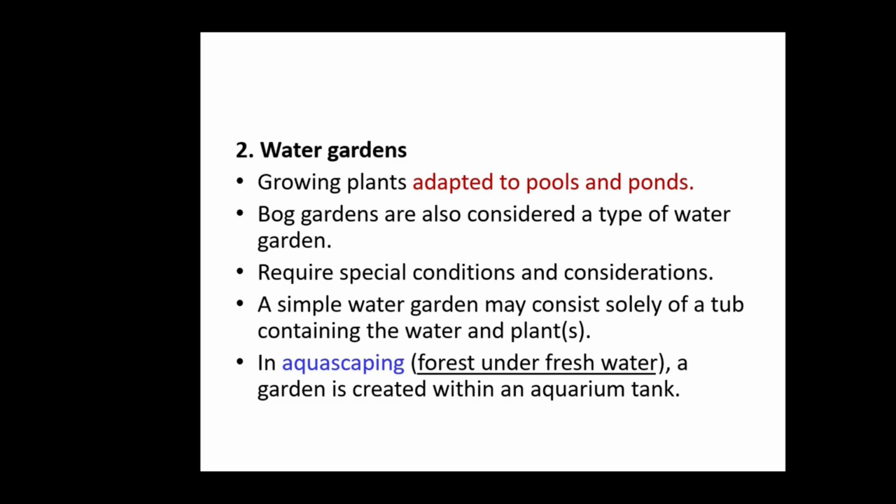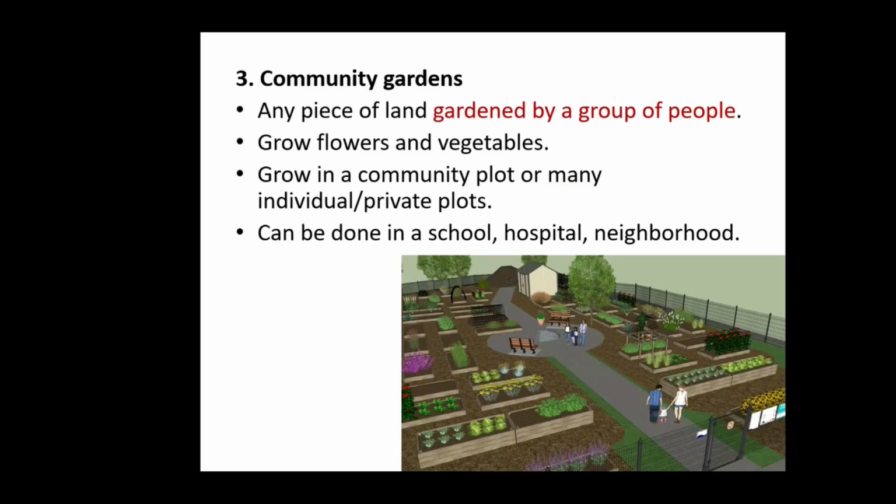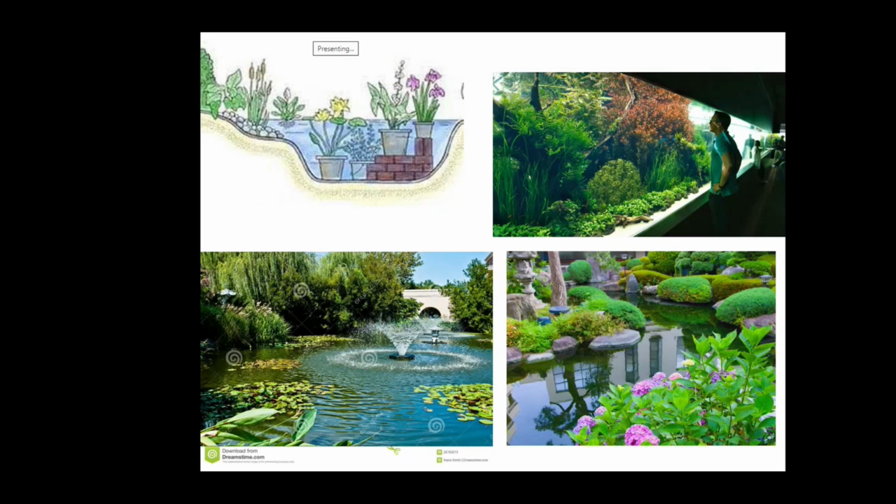And apart from that, aquascaping is nothing but creating a forest under water, a garden created within the aquarium. That's what I showed. Some of these examples I showed you, how the water garden looks: somewhere a fountain, and stones and plants which are suitable for this. And somewhere a big aquarium, maybe in Singapore, if I'm not wrong. There also you can maintain a garden, something like this called aquascaping.